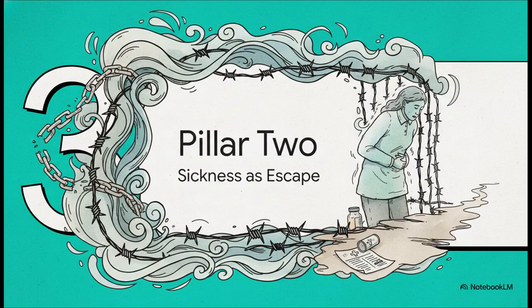Right, pillar 1 is standing strong. Let's move on to our second pillar. We've got his weakness established. Now let's dig into how he tries to use that weakness to get out of the trenches.